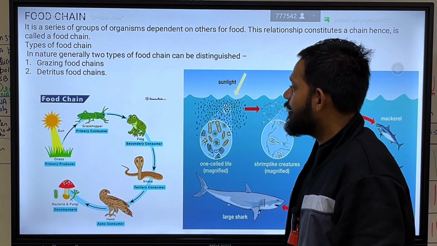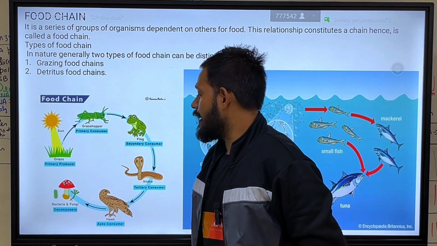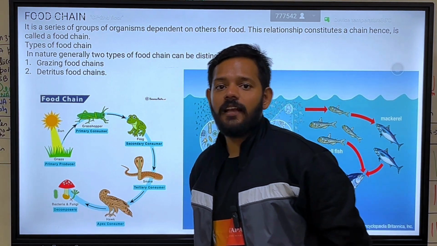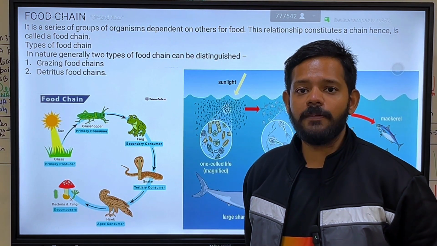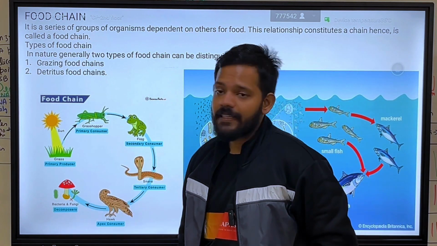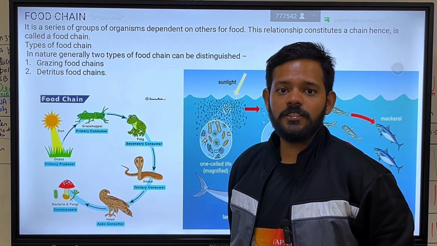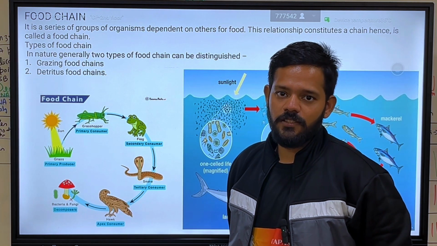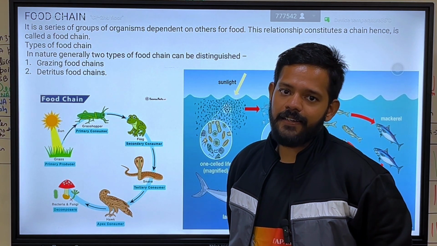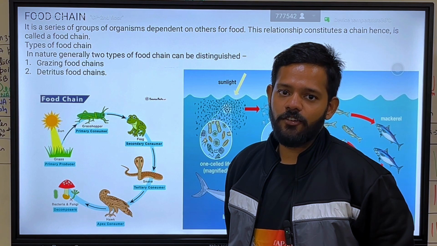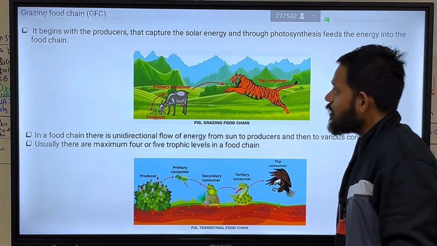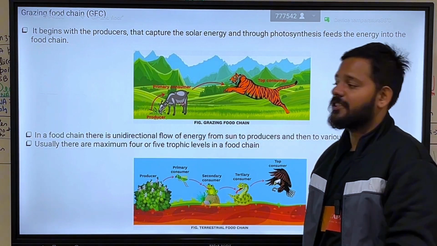And in the grazing food chain, detritivores are always present at the last. Decomposers are always present at the last. While in the detritus food chain, these detritivores, decomposers are present in the first position. Which means first is your detritus, then your detritivores. So, grazing food chain, GFC.